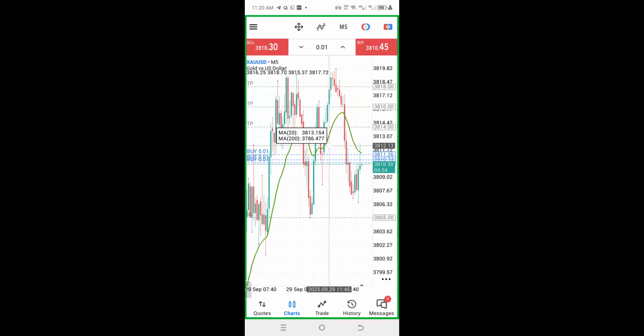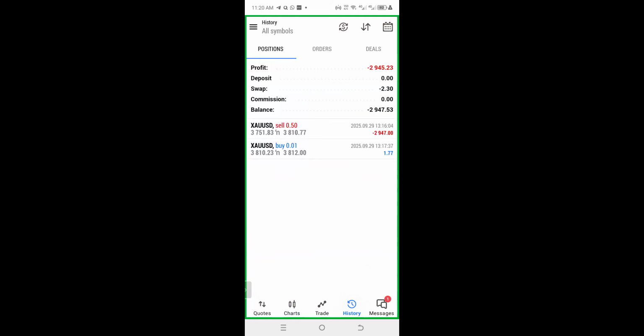Where do I see that? If I go to history, see that profit here. It gave me $1.77. That is what my one gave me. You see, by just using 20 pips has delivered my profits. So I'm not doing too much. So now TP1 is gone.